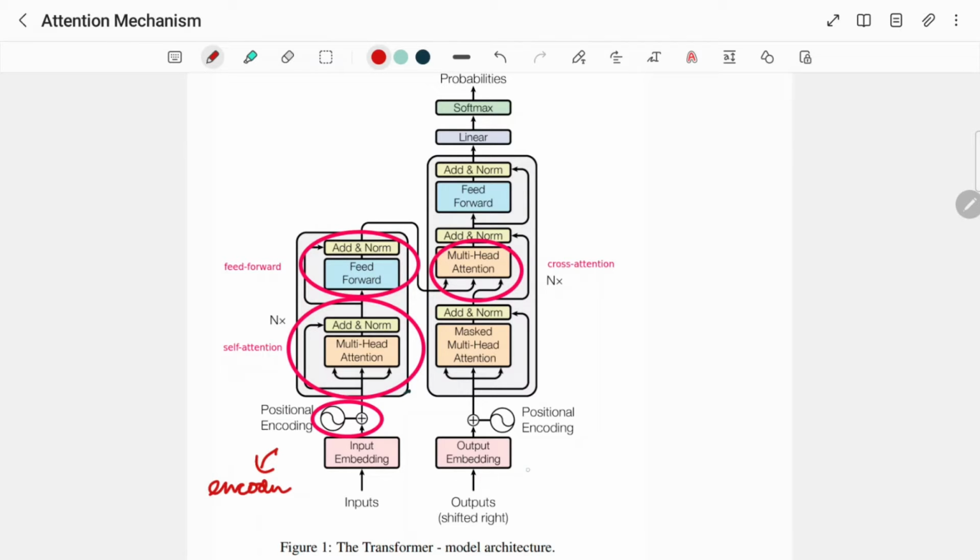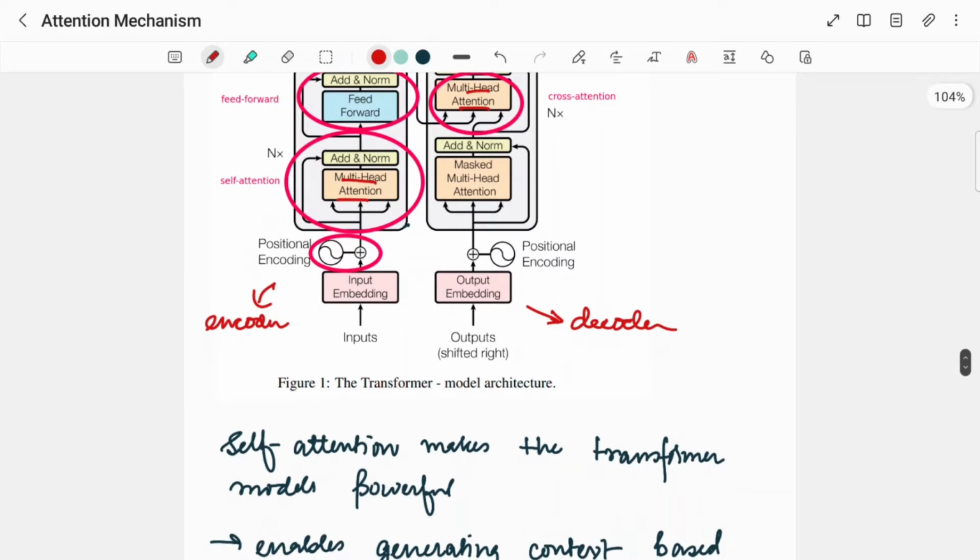Encoder, decoder. Okay, so now in these two components you see multi-head attention. These multi-head attentions are nothing but self-attention mechanisms that are added over multiple layers. Basically each of these self-attention layers would learn a unique feature for that particular input sequence. Now in this video we are going to learn about self-attention.